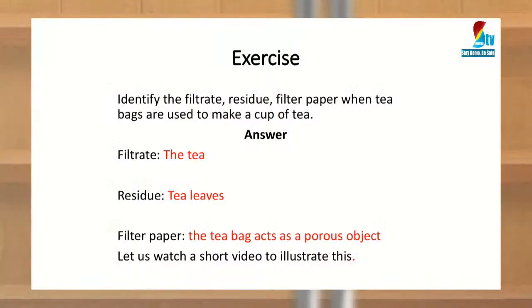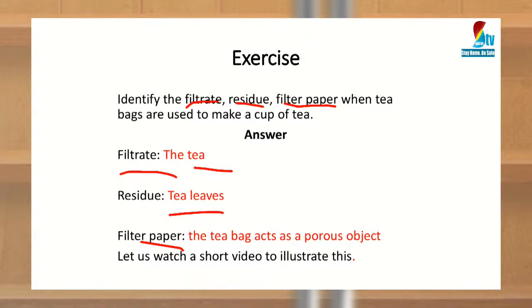Let us do this short exercise. Identify the filtrate, the residue, and the filter paper when tea bags are used to make a cup of tea. Now let us look at the response. The filtrate, remember this is the liquid part, will be the tea which we will be sipping on. The residue will be the tea leaves. Of course, we don't expect anyone to be chewing on the tea leaves, so most of the time we discard that. And then the filter paper, this role will be played by the tea bag, which is acting as a porous object.